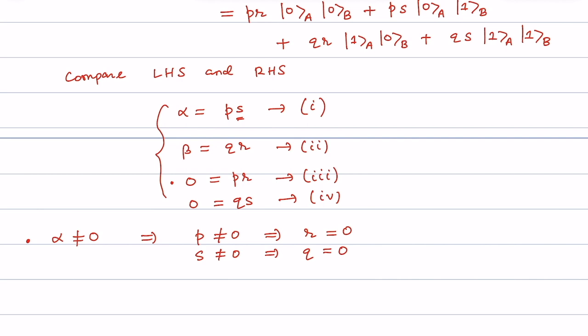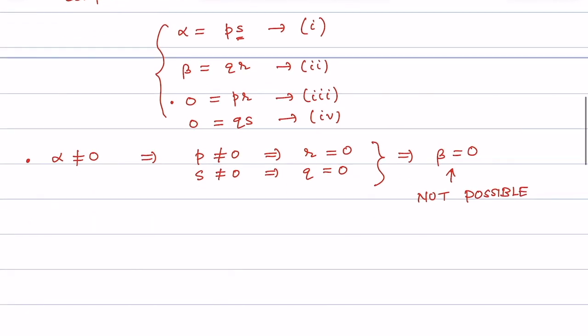But if that is so, this automatically implies that I must have beta equal to 0. So this is not possible, because my assumption is that alpha and beta both are non-zero. Similarly, you can take the other case where you impose the condition that beta cannot be equal to 0, it eventually leads you to the fact that alpha is equal to 0. Again, this is also not possible.